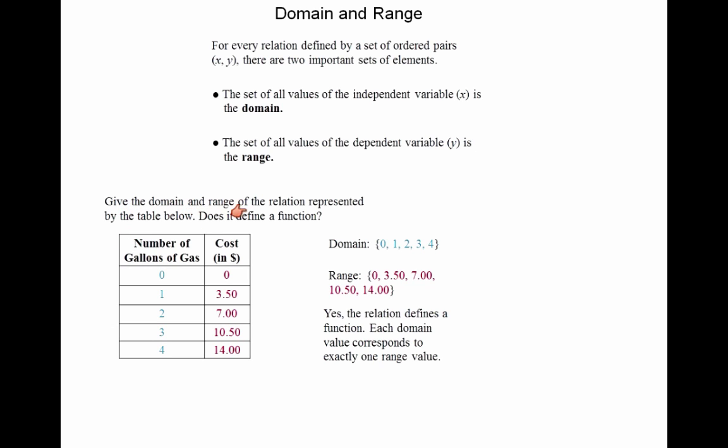So give the domain and the range of the relation corresponding to the table below. So in this case, the domain would be the values of x. So if I want to list them, it would be 0, 1, 2, 3, 4. This would be my domain. And the range would be the values of y: 0, 3.5, 7, 10.5, 14. So these would be the values of the range.